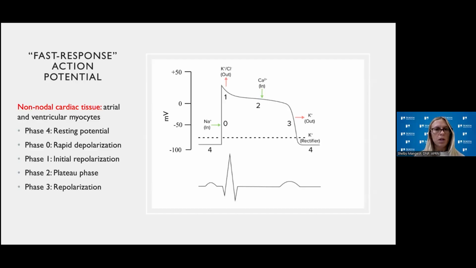Once it hits peak, it switches to phase 1, also known as early repolarization. Here, the sodium channels close, the potassium channels reopen, and calcium channels start to open. You then move into phase 2, which is your plateau phase, and this is where you have a counterbalance of potassium leaving the cell and calcium entering the cell. And it's really important here that calcium is what stimulates myocardial contraction. Lastly is phase 3, where calcium channels start to slowly close, potassium channels remain open, and potassium leaves the cell, returning it back to that resting membrane potential.